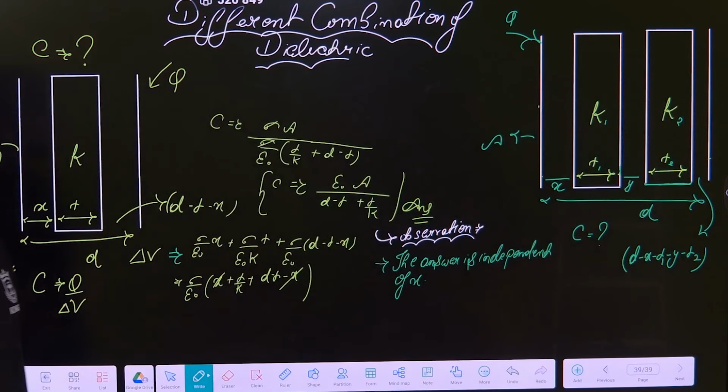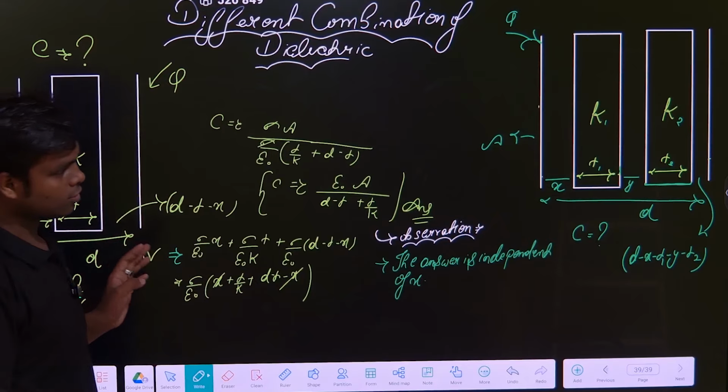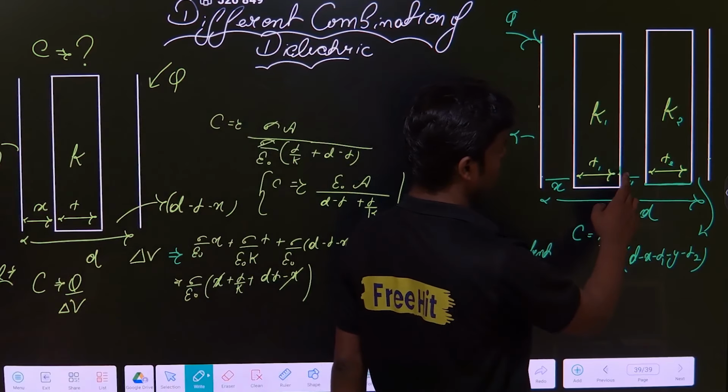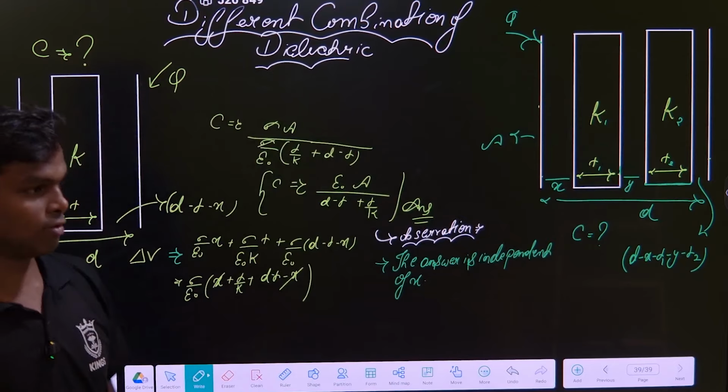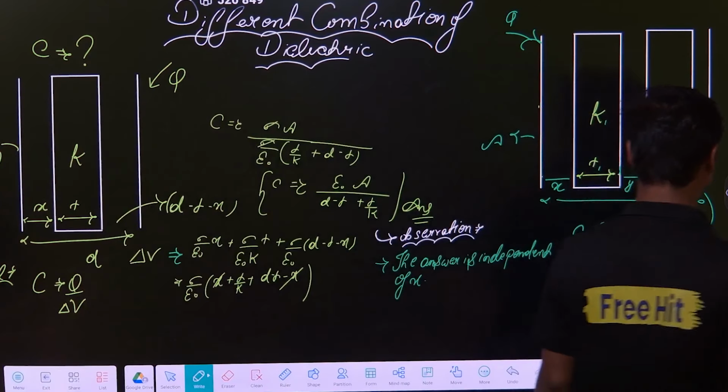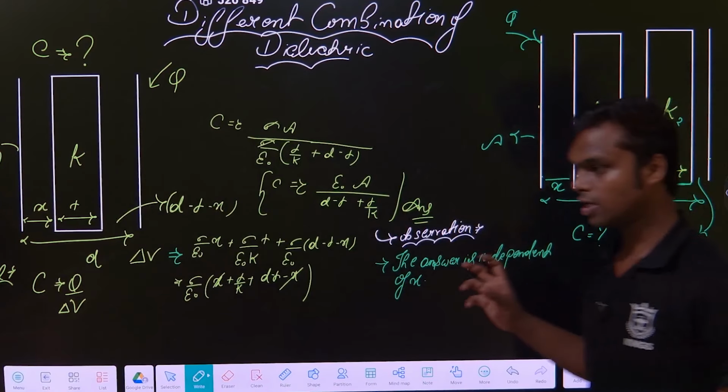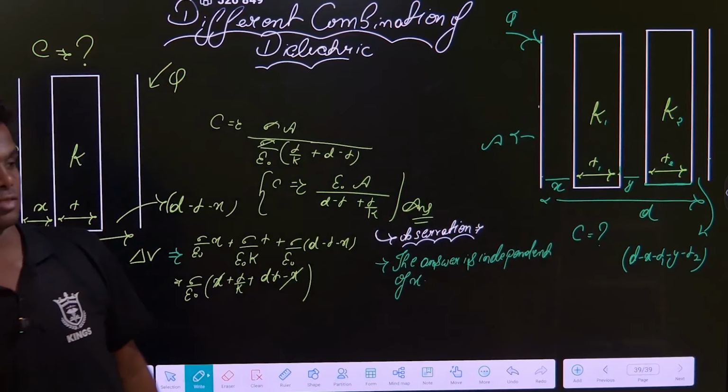But we know that the answer is independent of x. So I can say the answer will be independent of x and y both. It doesn't matter what the value of x or y is. So from there we got our observation. If you are able to understand, you can directly write the answer.